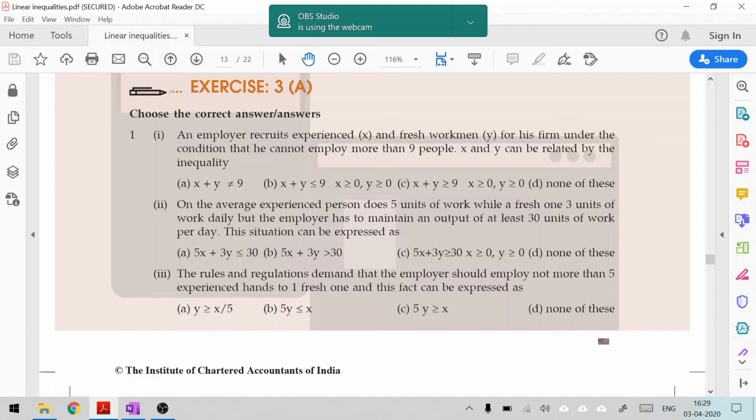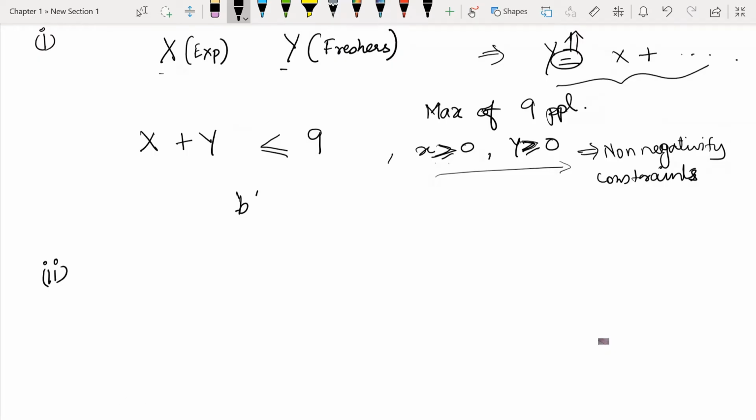This situation can be expressed as, so you see, if I employ one, okay, come to the experienced column which is represented by x, come to the freshman column which is represented by y, if I employ one experienced person, he is capable of doing 5 units. If I employ one freshman, he is capable of doing 3 units. So totally, when I employ one freshman and one experienced, I may get 5, 3, totally 8 units of work done. But how many units do I need? Minimum, I need 30.